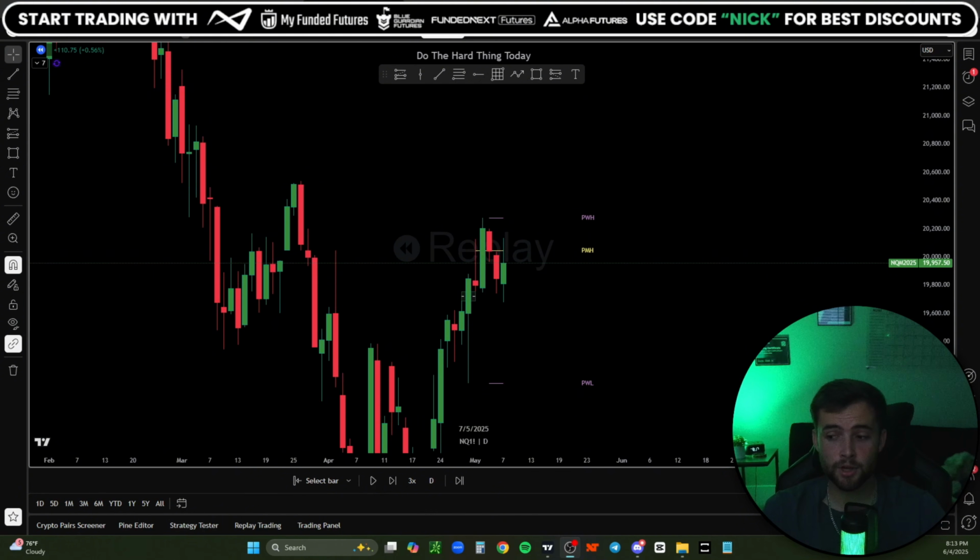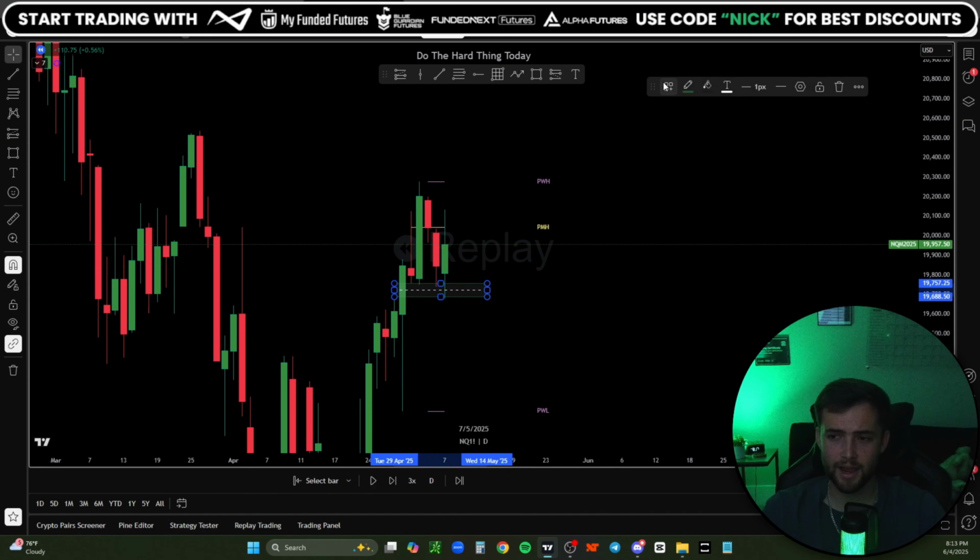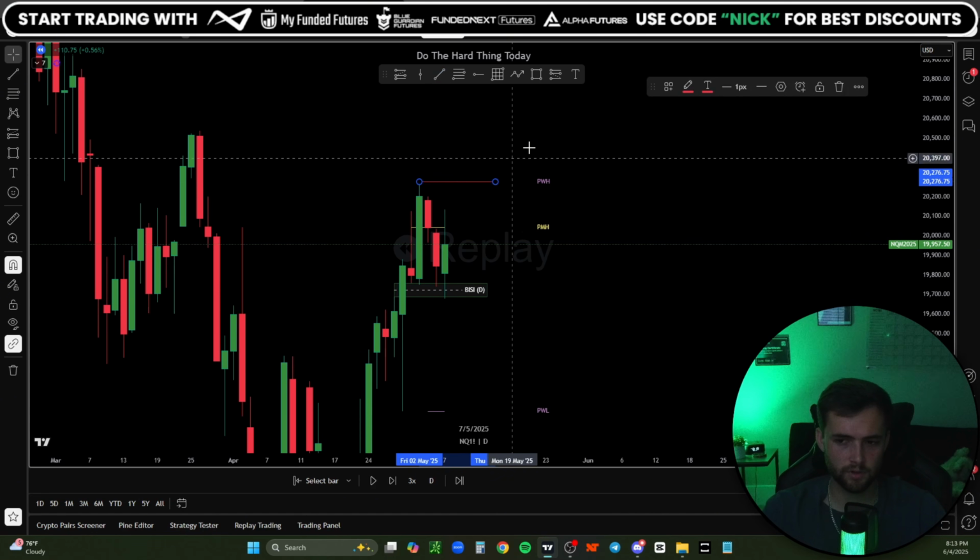Now, last example here, starting off with a daily time frame. As always, we notice we have a daily fair value gap right here, and we have a high to target up here, which is previous weekly high.